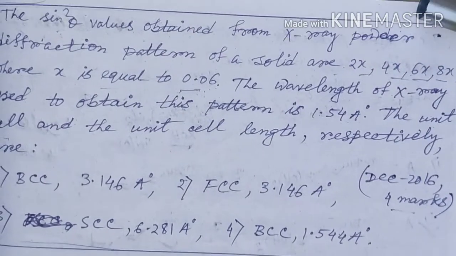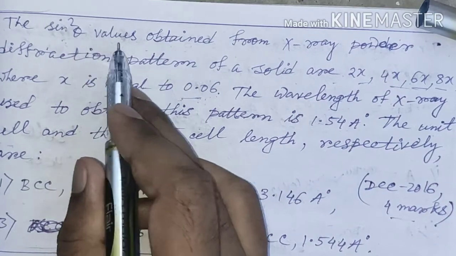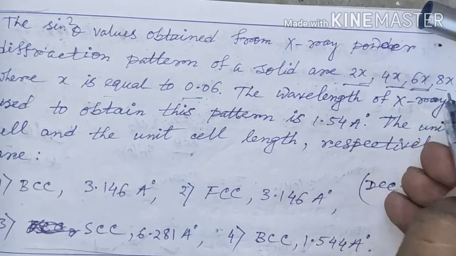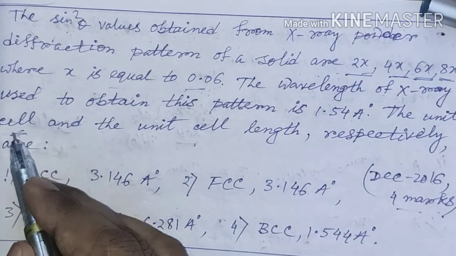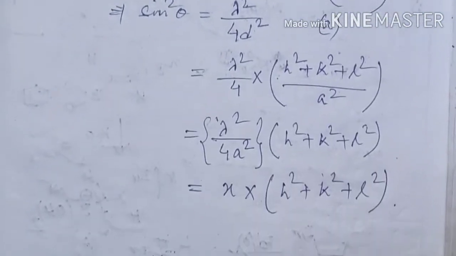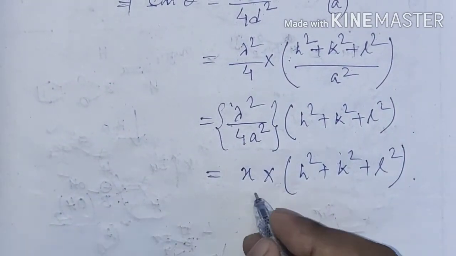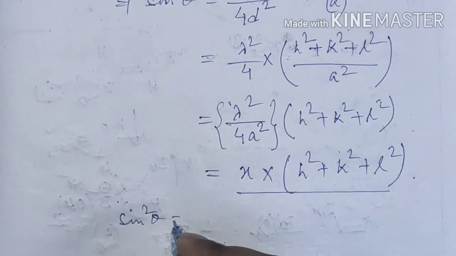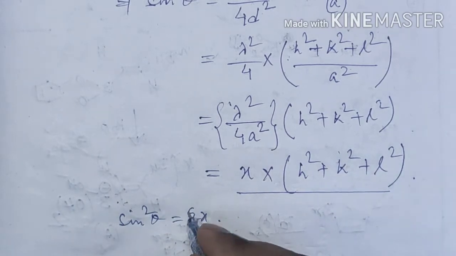Now from the question it is given that the different sin square theta values are 2x, 4x, 6x and 8x, and we have to identify the unit cell type, that is, what type of unit cell this is. That means for the first case, sin square theta is equal to 2x, that is h square plus k square plus l square is equal to 2.